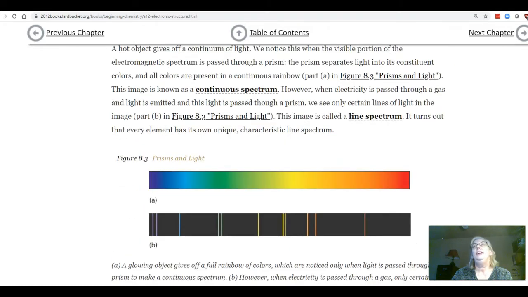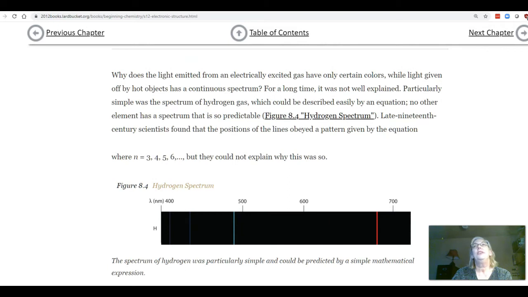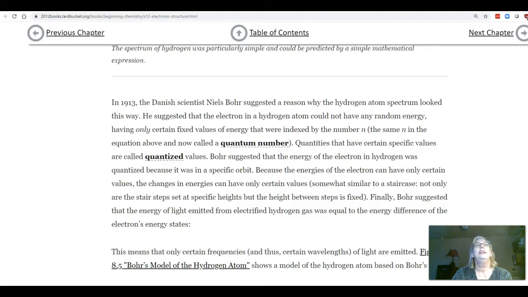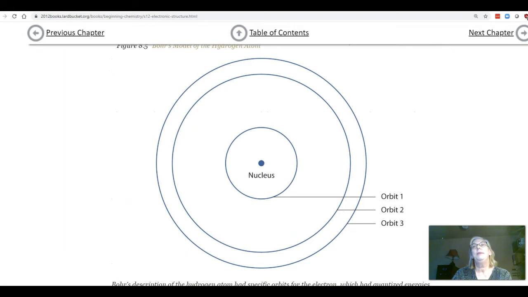So they use that information to do some experiments to figure out where the electrons are in the atom. Hydrogen is the smallest atom, the most simple atom, and based on the experiments they did with hydrogen, they were able to figure out where the electrons were located in comparison to where the nucleus is. We call these places the quantum numbers, and so electrons can be very close to the nucleus or they can be farther out.